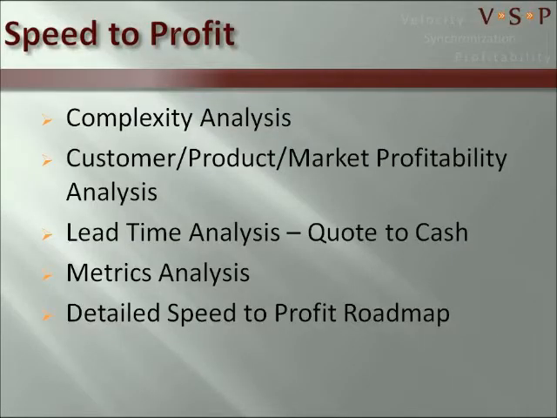The first part is a complexity analysis. The second part is a customer, product, and/or market profitability analysis, followed by the third part, a lead time analysis all the way from quote to cash, then analysis of the metrics within your company, and last we create a detailed roadmap to create speed to profit. So let me break those parts down for you and explain what I mean by these various areas.